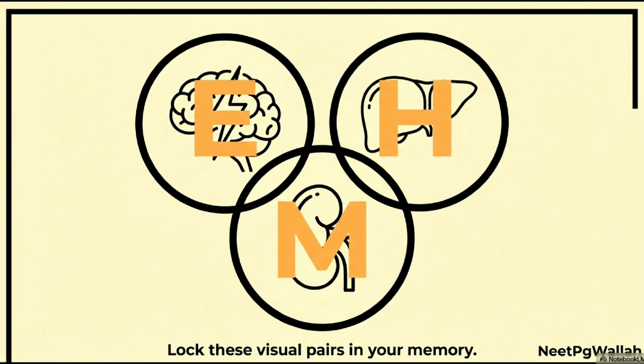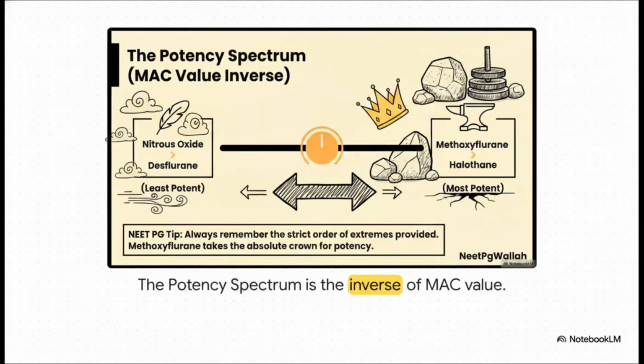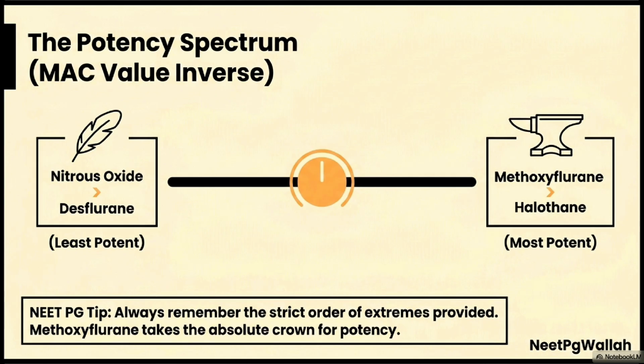Let's push forward to Section 4, the potency spectrum. Understanding potency is really just knowing that it's the exact inverse of the MAC value. On the far left of the spectrum, the absolute lightweight is nitrous oxide, which is the least potent, followed closely by desflurane. Now on the complete opposite end, the heavy anvil on the right is methoxyflurane. That one takes the undisputed crown for the most potent agent, followed by halothane. Just always remember the extremes of the spectrum. Methoxyflurane is your heavyweight champion of potency.